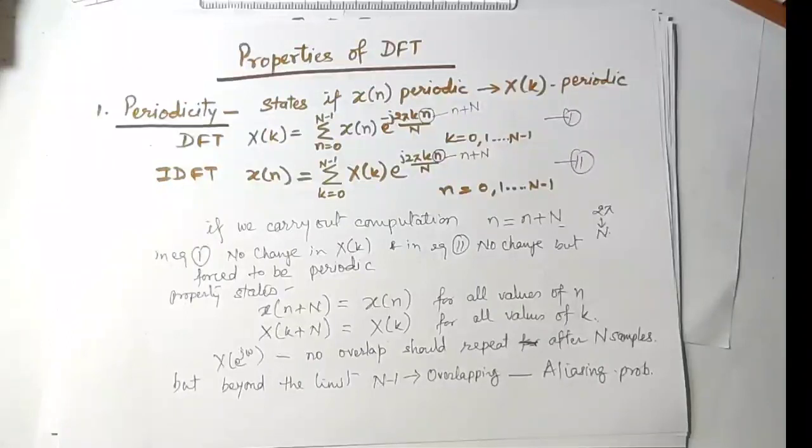Along with the sampling, it is a requirement of the DFT that it should be periodic, and periodic within the limit of 0 to N minus 1. Then the periodicity property.